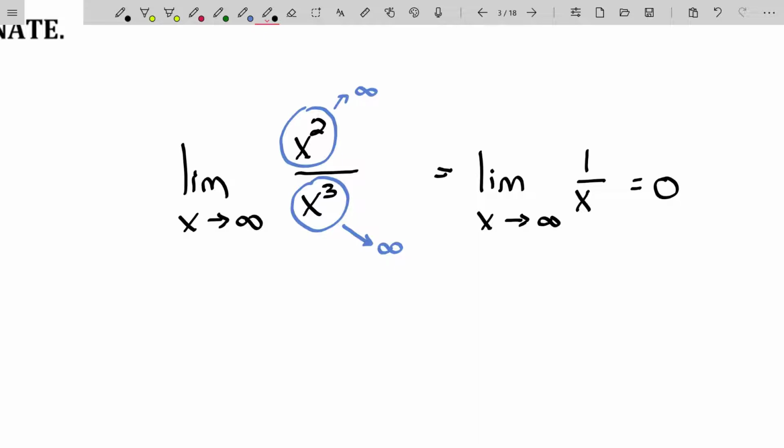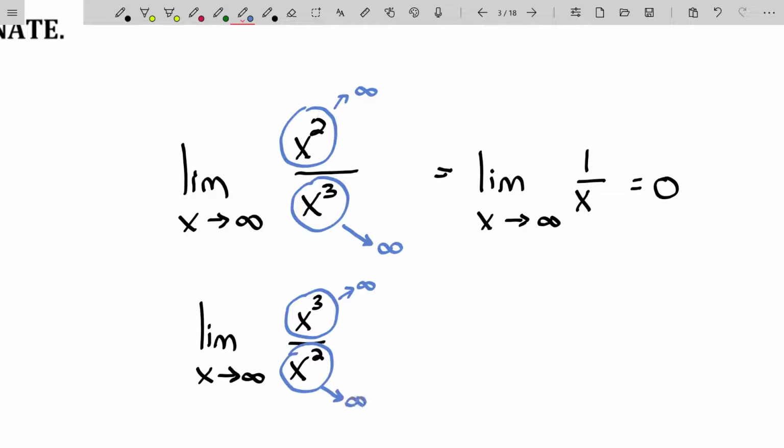Because I could write another limit that is approaching infinity over infinity, like x to the third over x squared, which again, you would have to agree, its numerator is approaching infinity, its denominator is also approaching infinity, and yet it's not going to be the same value as the previous example. Because if you do a little bit of algebra, you find that this reduces to x, and as x goes to infinity, well, so does x.